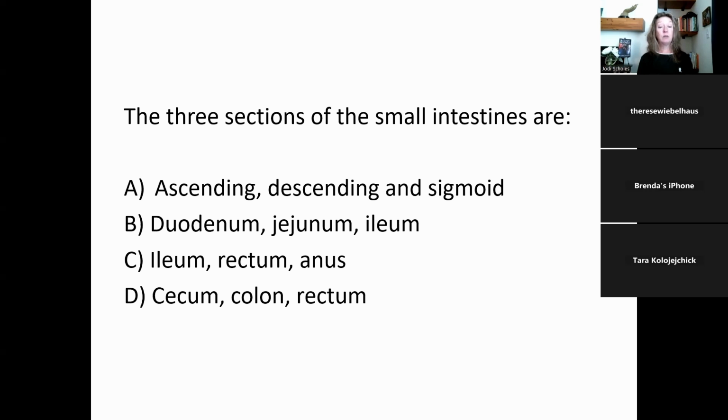There are three sections of the small intestines. Let's get rid of one wrong answer. And it's like, okay. All right, did you know it's not the cecum, the colon, and the rectum? Those are part of the intestines, but not the small intestines. All right, 3, 2, 1, go. Best answer.